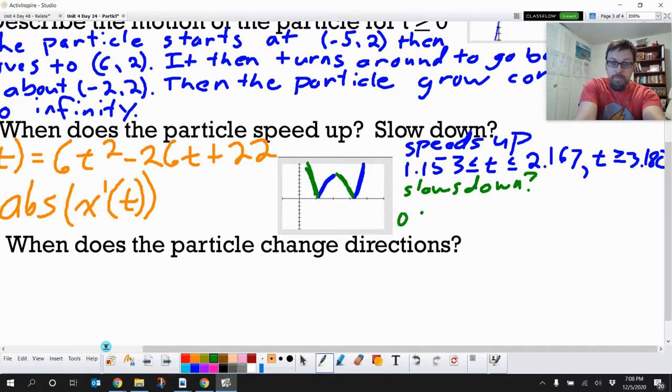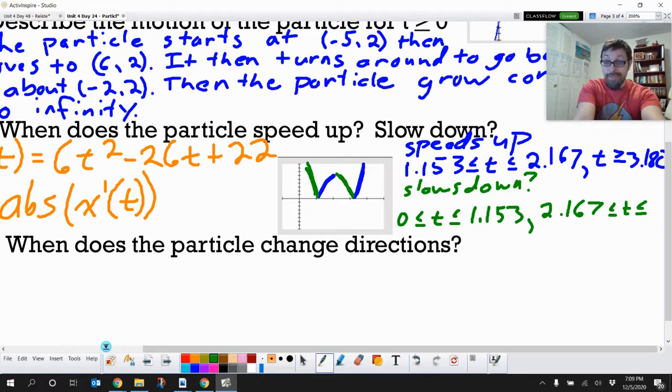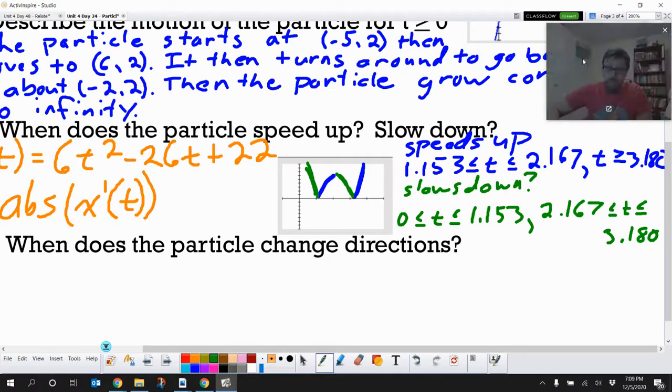So it slows down from 0, which is less than or equal to t, which is less than or equal to that spot where it stops, which is at 1.153. It is also slowing down in that second green chunk, which starts at 2.167. And it keeps doing that until it reaches its speed up spot at 3.180. Now we kind of already checked this because that's where it's kind of slowing down.